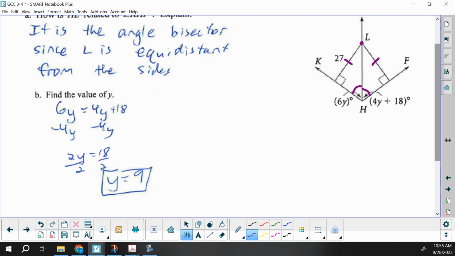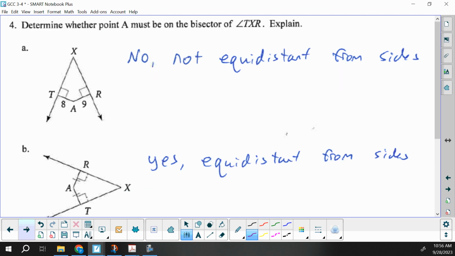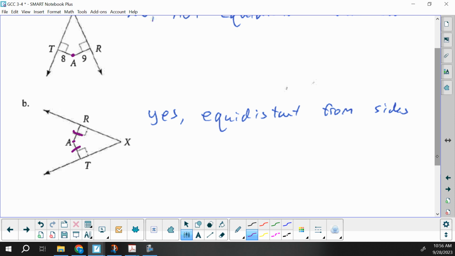Looking at 4, we've got the right angles, but point A cannot be on the angle bisector because the distance to the one side is 8 and the other side is 9. Point A is equidistant from the sides of the angle here, so point A would be on the angle bisector.